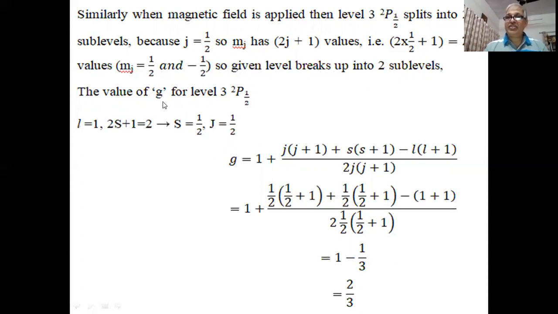The value of g for level 2P 1/2 is g equals 1 plus [J(J+1) plus S(S+1) minus L(L+1)] upon 2J(J+1). For this level, J equals half, S equals half, and L equals 1, since for the p level the value of L is 1. We substitute these values in the formula and get the value of g for level 2P 1/2 as 2/3.